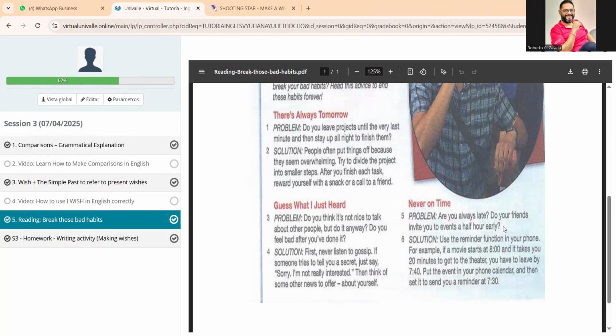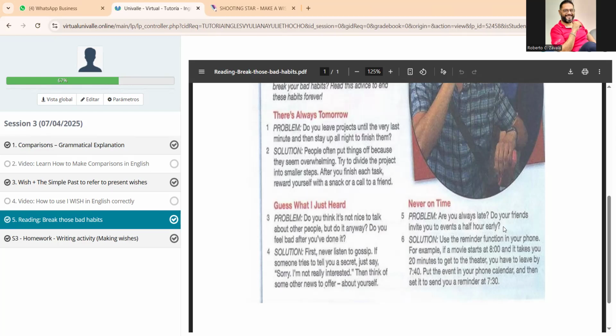Guess what I just heard? Problem. Do you think it's not nice to talk about other people, but do it anyways? Do you feel bad after you've done it? Solution. First, never listen to gossip. If someone tries to tell you a secret, just say, sorry, I'm not really interested. Then think of some other news to offer about yourself.